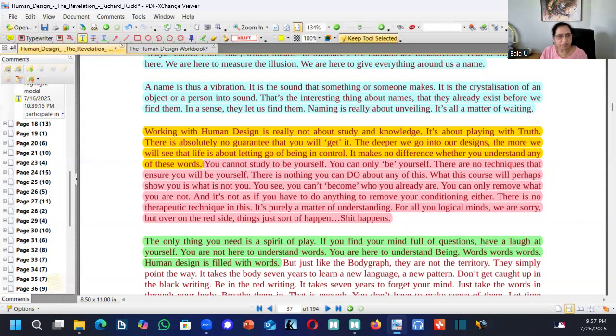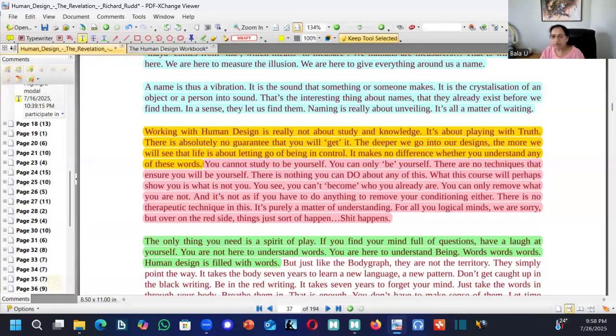There is nothing you can do about any of this. What this course will perhaps show you is what is not you. You see, you cannot become who you already are. You can only remove what you are not. And it is not as if you have to do anything to remove your conditioning either. There is no therapeutic technique in this. It is purely a matter of understanding. For all you logical minds, we are sorry. But over on the red side, things just sort of happen.